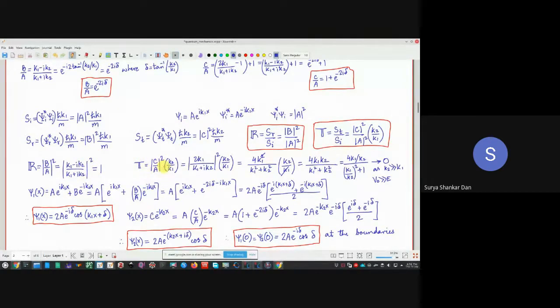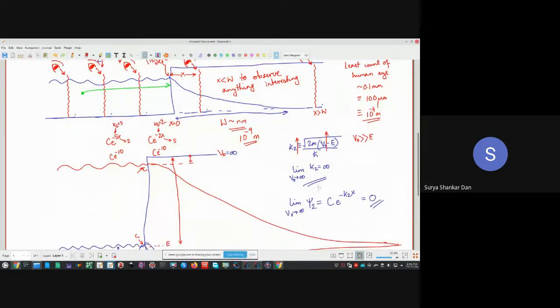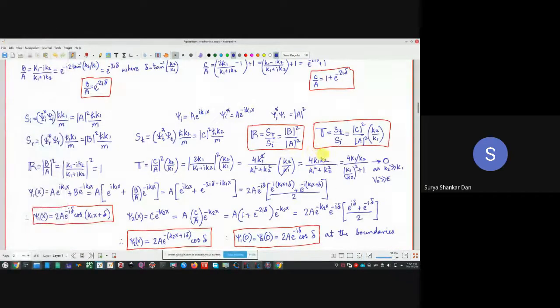ट्रांसमिशन प्रोबेबिलिटी अगर देखेंगे पूरा आते हुए, this will essentially become 0 as k2 becomes larger than k1, E not greater than E. पूरा मैथमेटिक्स से हम प्रूव किए. That is exactly what we told over here. As V0 becomes greater than E, K2 becomes much increased, then the probability of finding the electron on the other side of the barrier is 0. वो हम फिजिक्स से बताए थे, ये मैथमेटिक्स से बता रहे हैं.